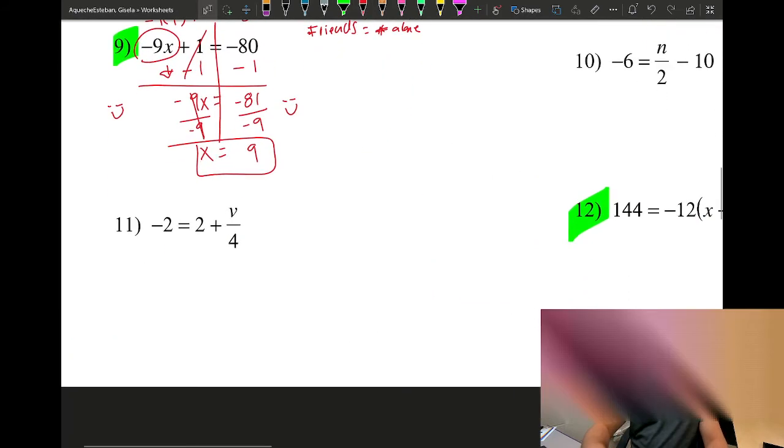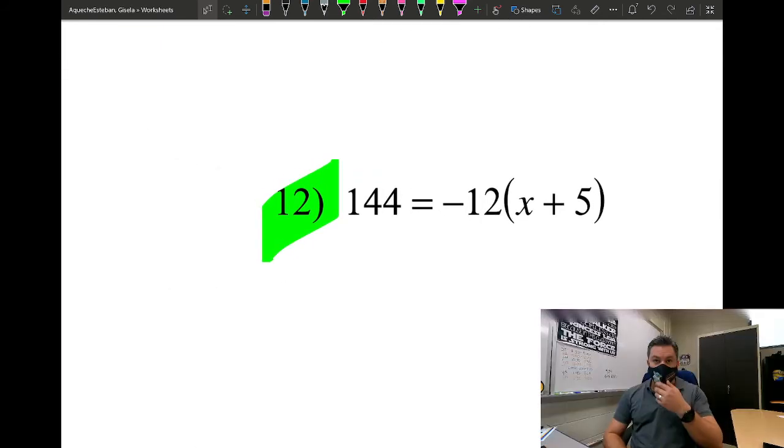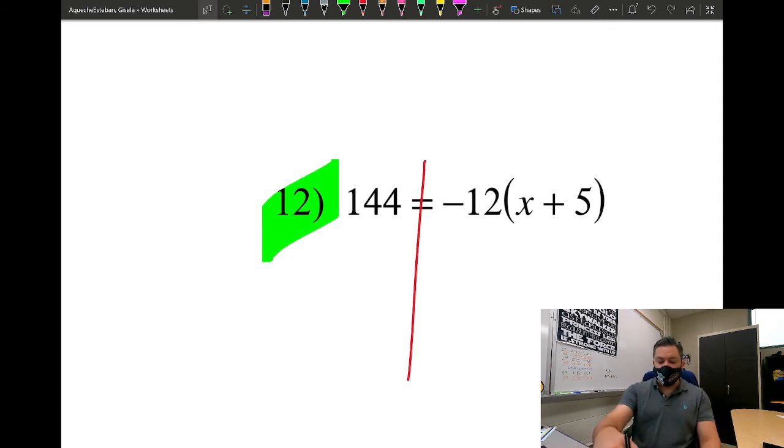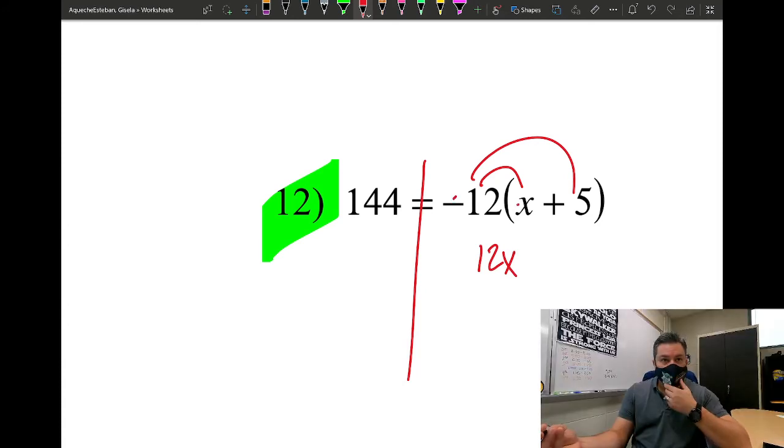Number 12. Very similar to the other one, but now the variable is on the other side. You're going to have a few problems like this on the next page. So first step, this times this, and then this times that. What's 12 times x? It's just 12x, right? But now look, negative and positive, happy or sad? Sad, negative 12x.